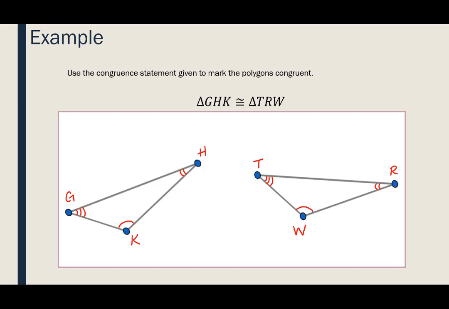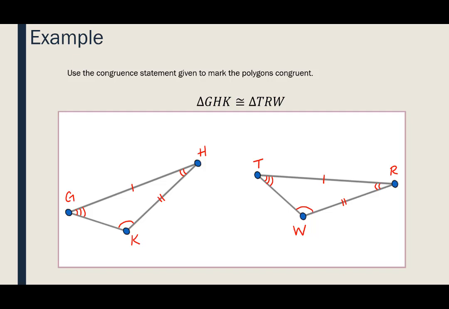For polygons to be congruent, all of their angles and all of their segments or sides must be congruent. So in my congruent statement, GH, I'm going to put 1 tick mark there, and on the other side of the congruent statement, it's TR, 1 tick there. HK is the next part of that congruent statement, the second and third letters of it. So HK is going to be congruent to the second and third letters of the other side of my congruent statement, RW. Make sure you mark those congruent.